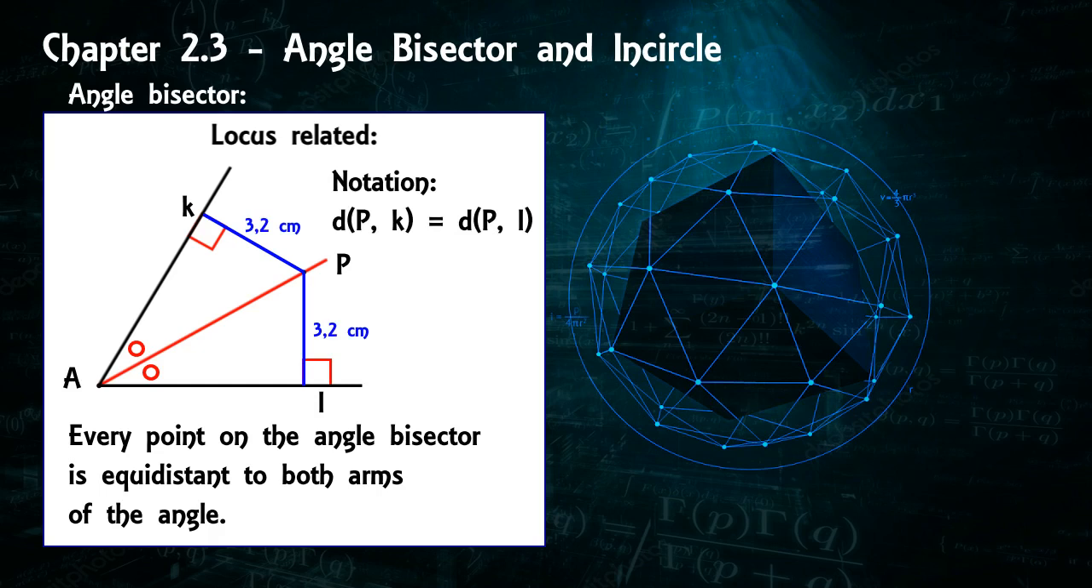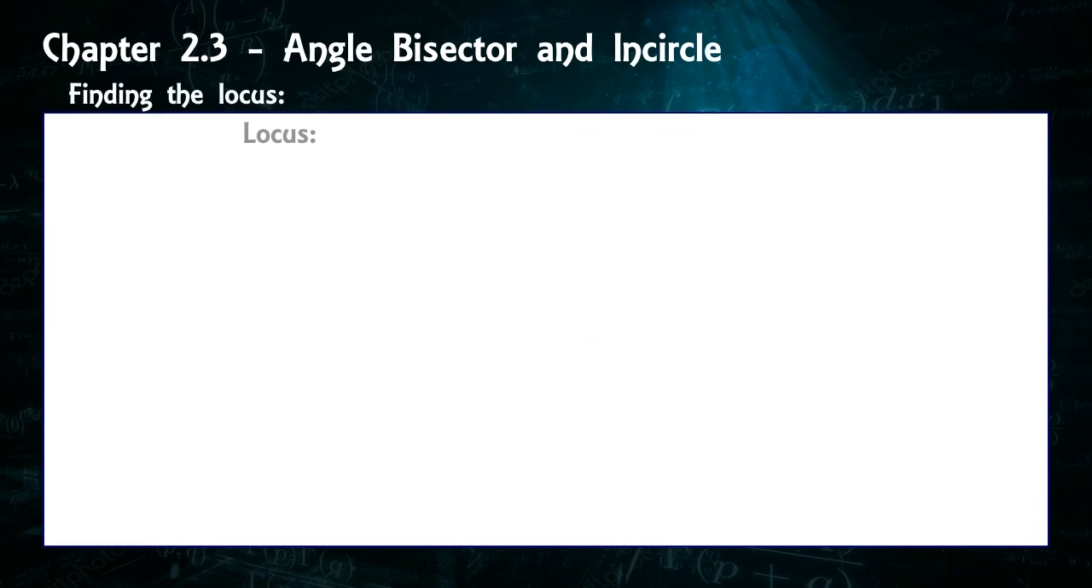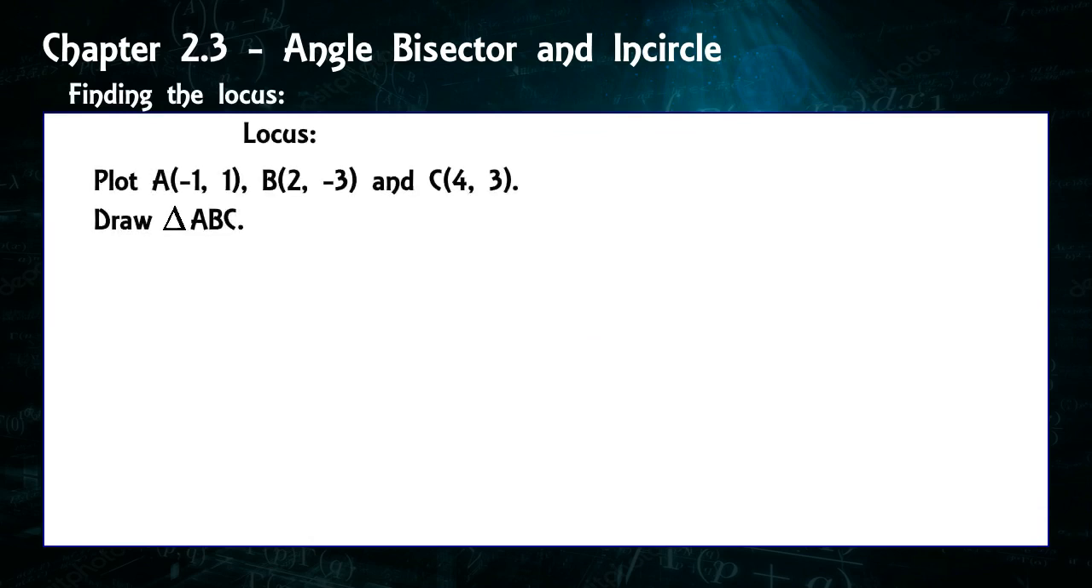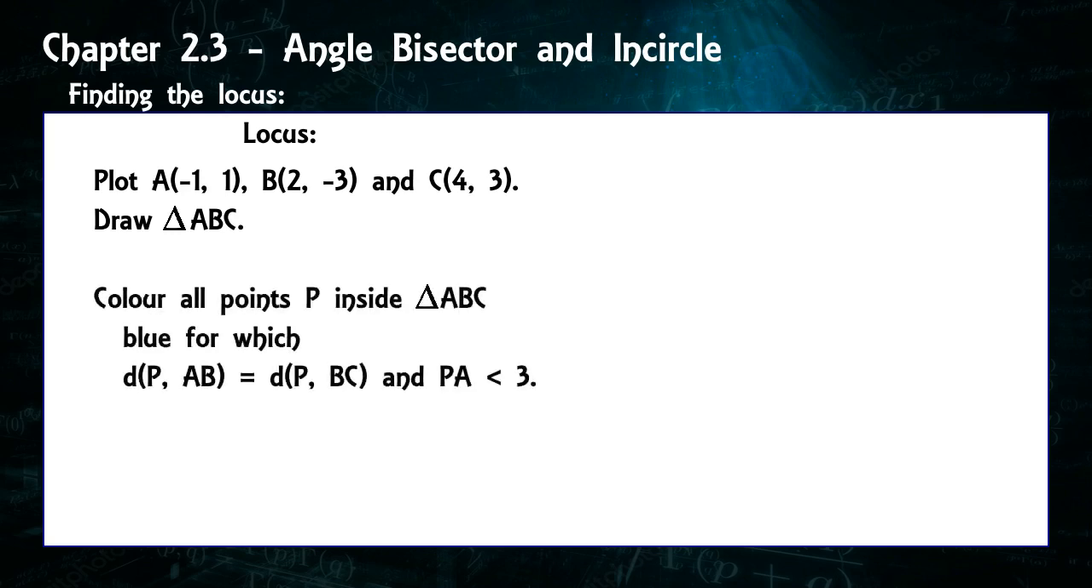And we can also use it in an example like this. Plot the points A(-1,1), B(2,3), and C(4,3), and draw triangle ABC. Color all points P inside triangle ABC blue, for which dPAB is equal to dPBC and PA is less than 3. The best and only strategy for such an exercise is to first plot everything.